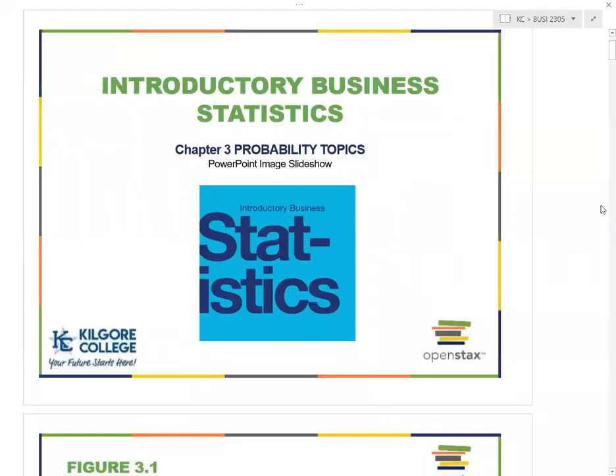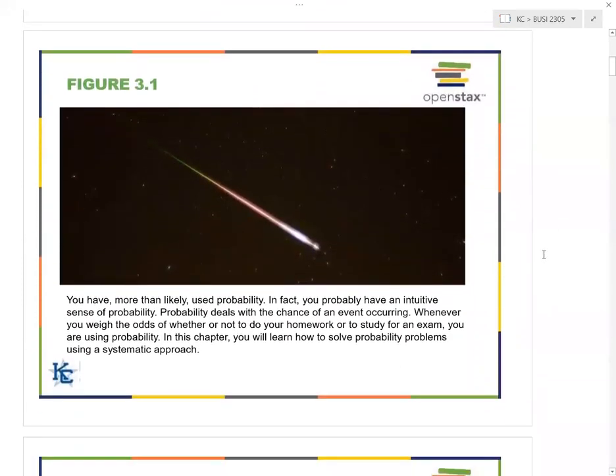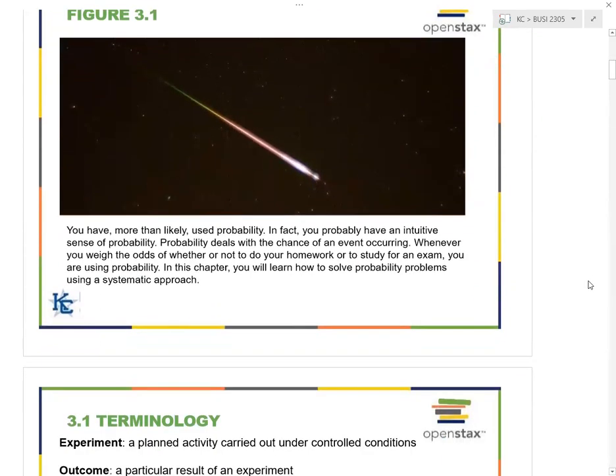Hello, everyone. Today we are going to do chapter 3, which is over probability topics. So let's get started. Probability is something that you have been exposed to, whether you realize it or not. You probably even have an intuitive idea of how to do probability without really thinking about it. There are lots of different examples of probability, and we're going to deep dive into how to solve these mathematically.